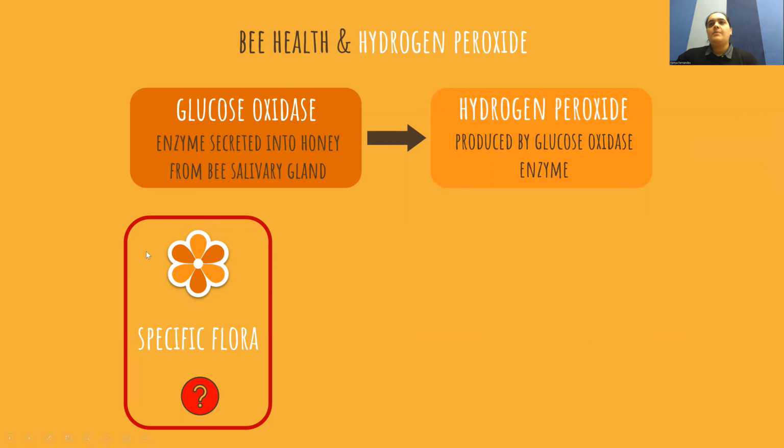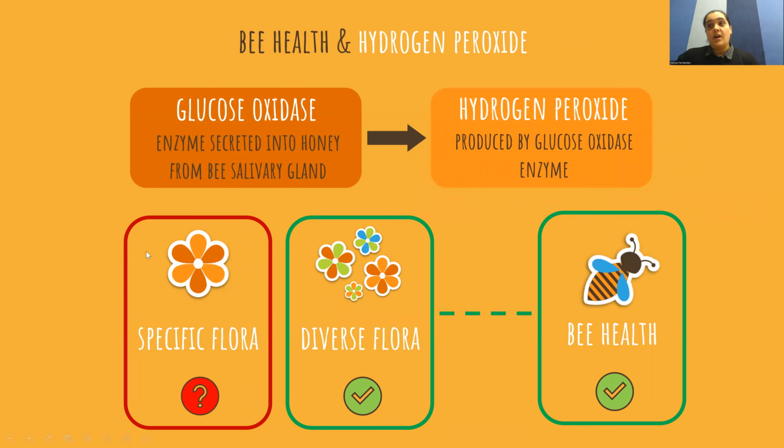Instead, studies have found that bees that forage on a diverse diet of varied flora tend to have elevated levels of glucose oxidase. And this also appears to correspond to enhanced immune functions and better in-hive pathogen protection. So it looks like this is a feedback loop where healthy bees produce glucose oxidase, which produces lots of hydrogen peroxide in honey, which in turn protects the hive from disease and helps the bees to stay healthy.